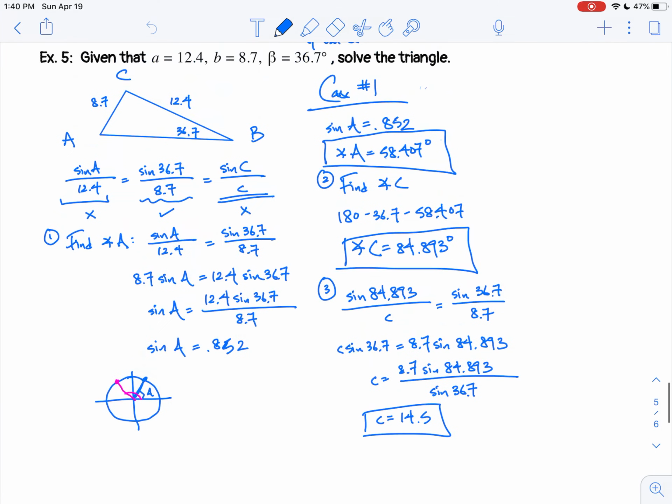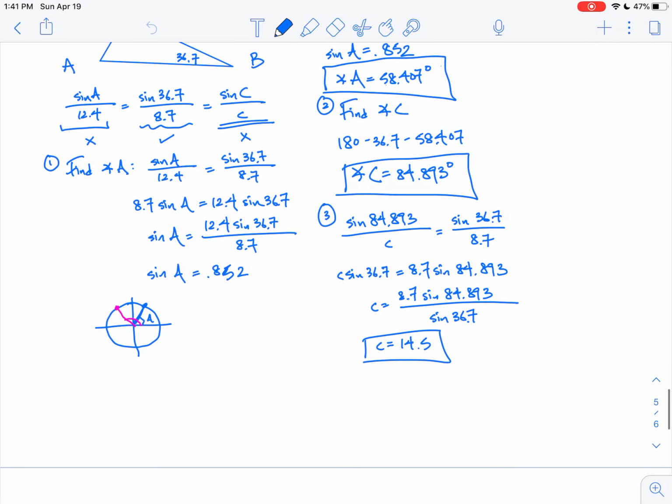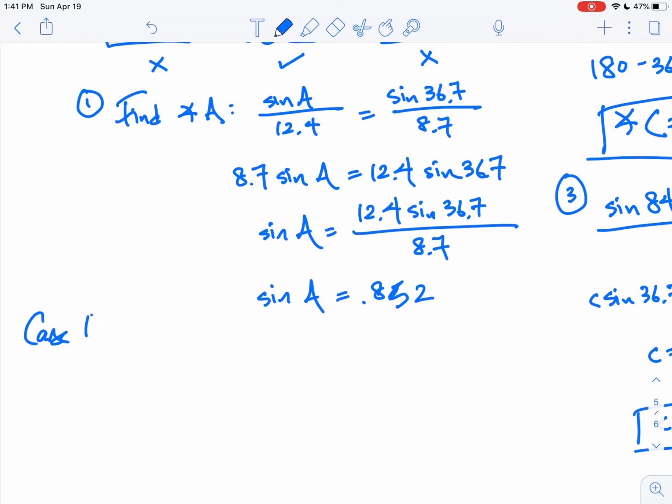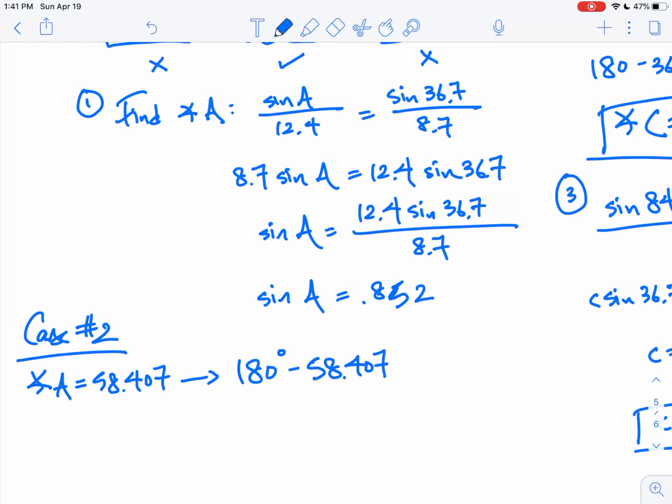Okay. So let's take a look at case number 2 then. I'm going to squeeze case number 2 down here. Let me just get rid of this unit circle. Okay, so case number 2. Well, what if I find my angle A and I get 58.407 on the calculator, but let's say I wanted the obtuse one, or the one in the pink. I subtract that angle from 180 and I get 121.593 degrees as my angle A.